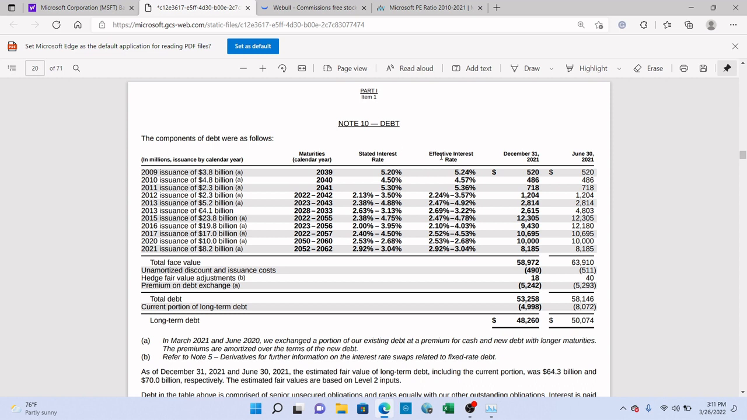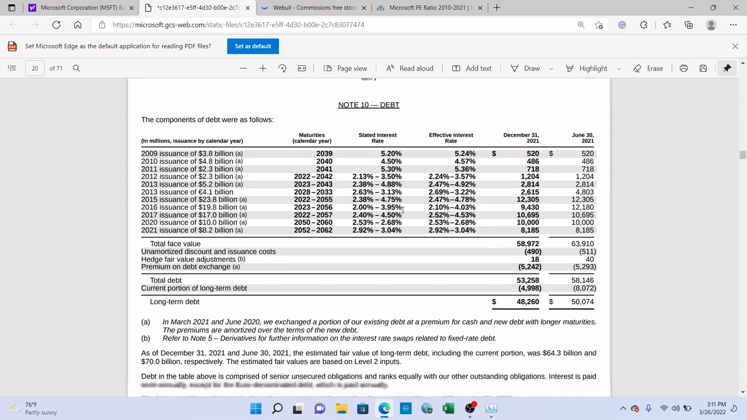Here we have effective interest rate and stated interest rate. The effective interest rate takes into consideration the compounding interest, so it's always going to be higher than the stated interest rate because it's factoring in that compounding interest. Here we see that they're issuing a little bit of debt every single year. And I say a little bit, but it's actually 3.8 billion, 4.8 billion. This is a lot to us, but to this company, it's really not that much.